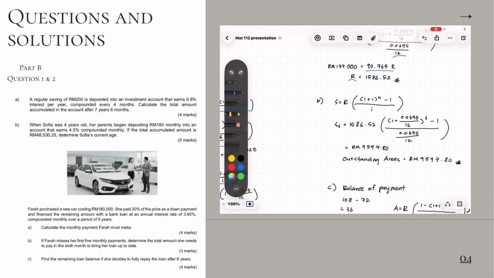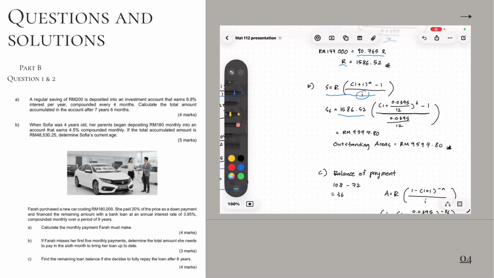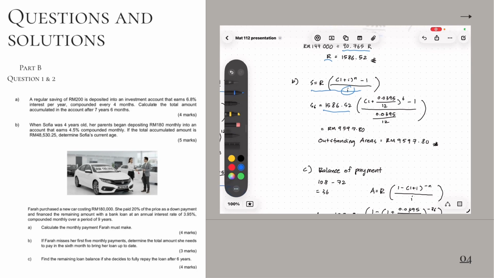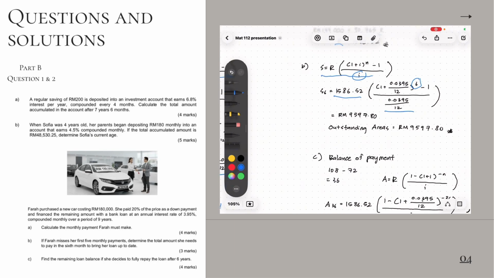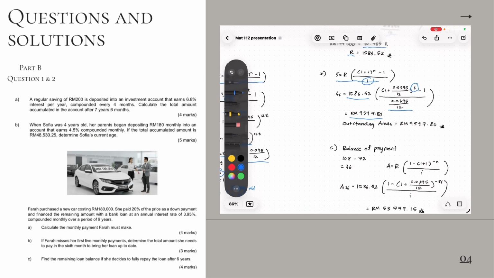So we have to use the annuity formula, the future value formula. S equals R, 1 plus i to the power of n, minus 1, over the interest. So we just take the monthly payment that she has to pay, which is 1,586.52, put it in the formula, and with the rest of the information, 1 plus 0.0395 over 12, close the bracket, and this time we have to raise it to the power of 6 to make up for the 6 months that she missed, minus 1, over 0.0395 over 12, and then you will get the answer, which is 9,597.80, which is the amount that she has to pay.